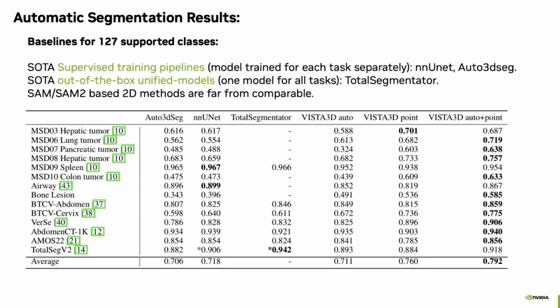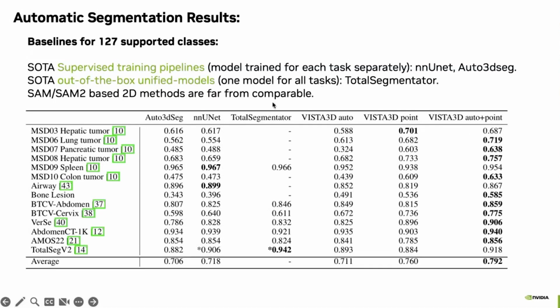Here are the results of VISTA-3D, and we compare with the state-of-the-art supervised training pipelines. I think people are familiar with nnU-Net and Auto3DSeg. They're the widely adopted supervised methods. They train on each data set separately, so for all those data sets, we train a model for each data set and get the results here. And we also compare with another very famous model called TotalSegmentator. It's also publicly available, so we directly apply TotalSegmentator out of the box.